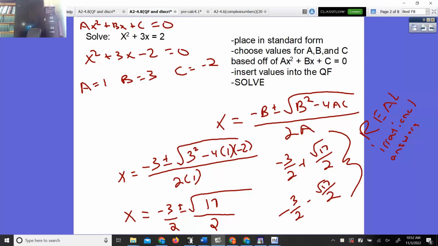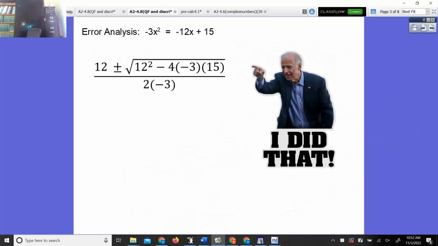All right, let's see what your president did wrong. I think that's the next example, isn't it? He's awfully proud of himself. An error analysis question. What did Joe Biden do wrong? Everything. In this math problem. This isn't a place for political discussion.